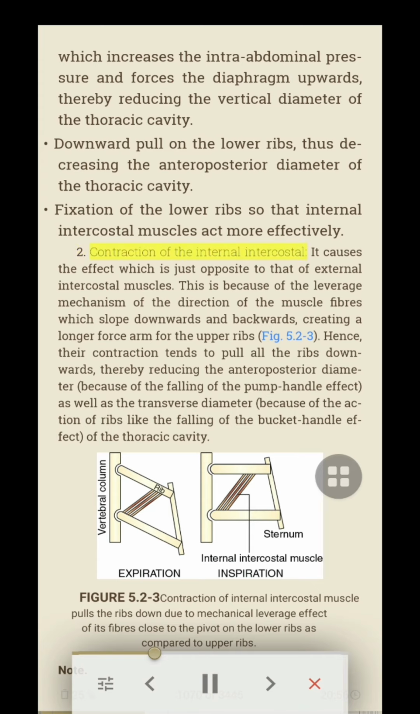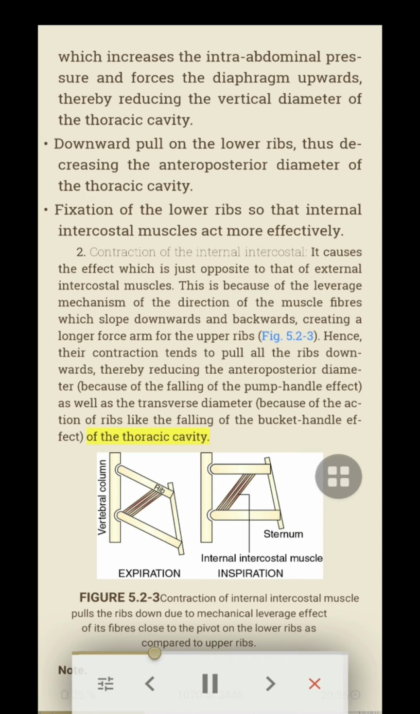2. Contraction of the internal intercostals. It causes the effect which is just opposite to that of external intercostal muscles. This is because of the leverage mechanism of the direction of the muscle fibers, which slope downwards and backwards, creating a longer force arm for the upper ribs, Fig. 5.2-3. Hence, their contraction tends to pull all the ribs downwards, thereby reducing the anteroposterior diameter, because of the falling of the pump handle effect, as well as the transverse diameter, because of the falling of the bucket handle effect.